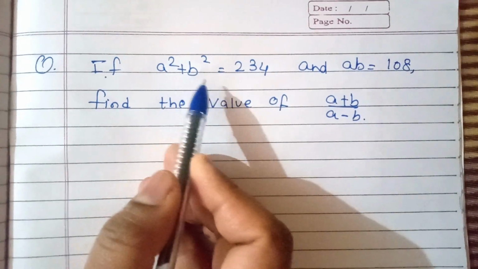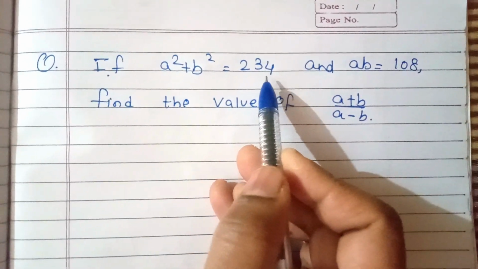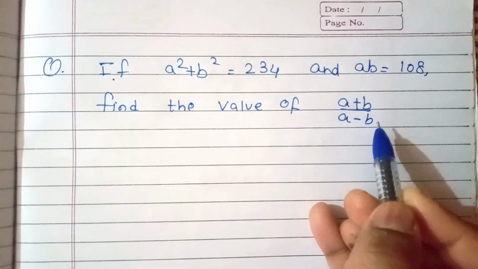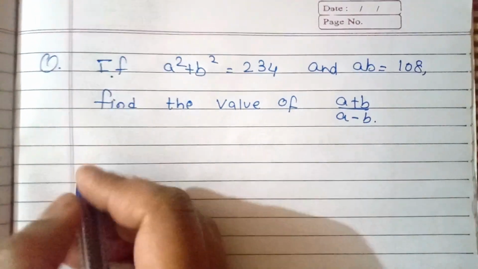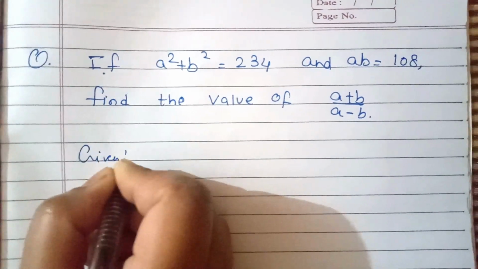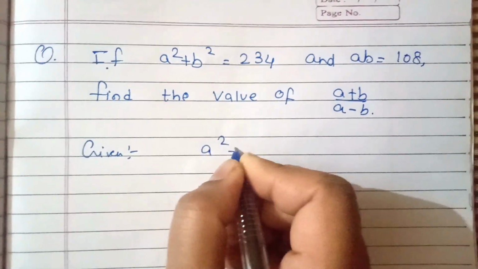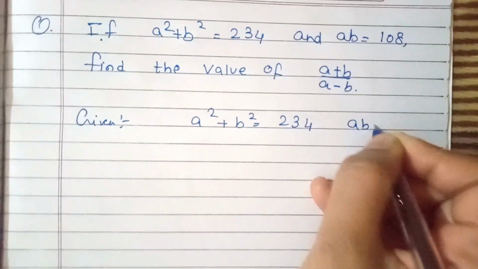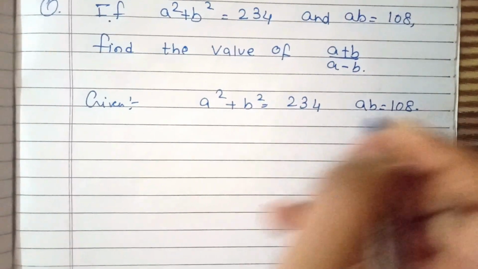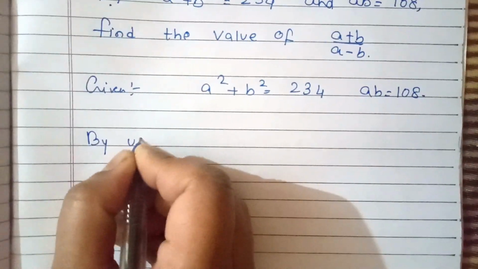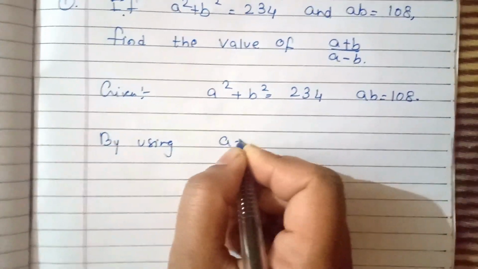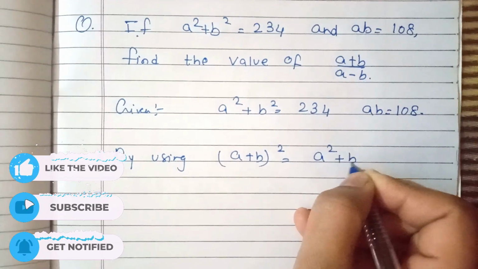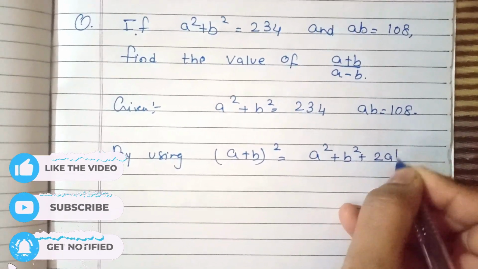Given that a square plus b square is equal to 234 and ab is 108, we have to find the value of (a plus b) upon (a minus b). That is, we are given a square plus b square is equal to 234 and ab is equal to 108. So by using the identity (a plus b) whole square, we have a square plus b square plus 2ab.